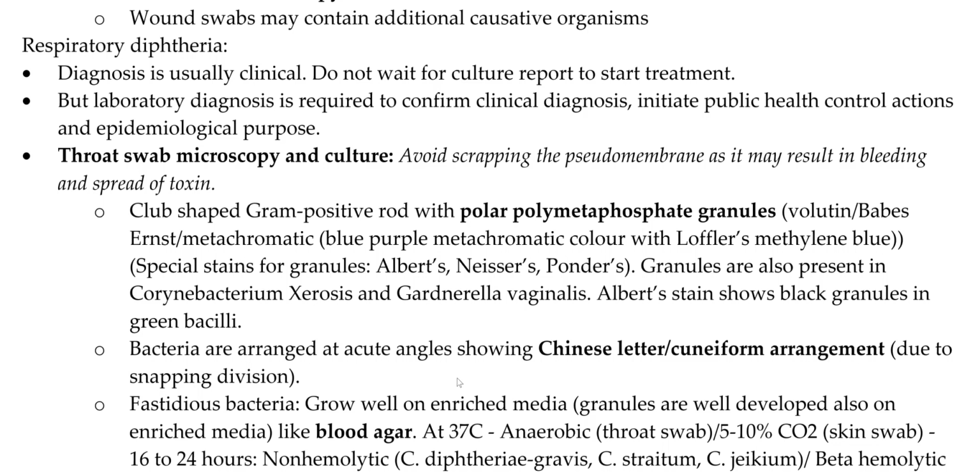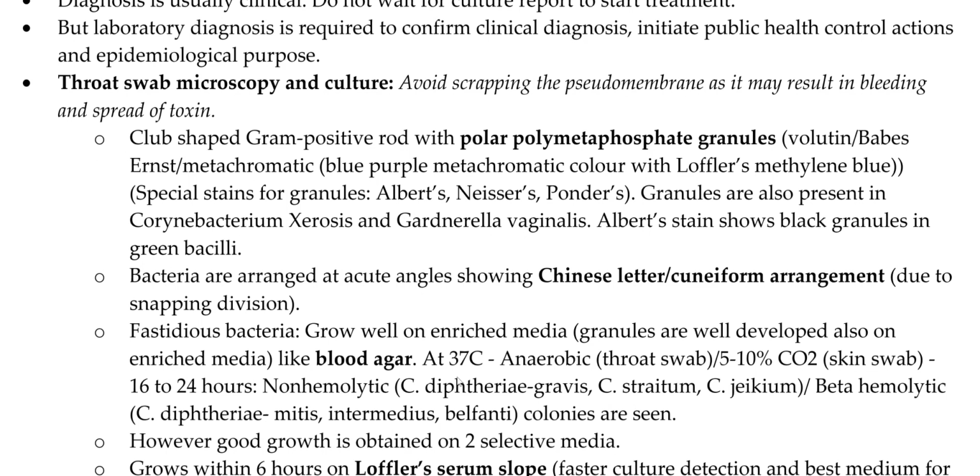Fastidious bacteria grow well on enriched media, so you should use blood, serum, or egg, but here blood and serum are used. So yes, they will grow on blood agar at 37 degrees centigrade. If you are using a throat swab, you should provide an anaerobic environment; they will grow better. If you are using a skin swab, then a capnophilic 5 to 10% CO2 environment should be used.